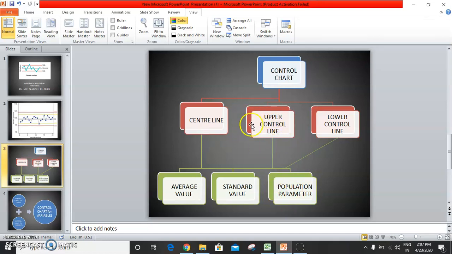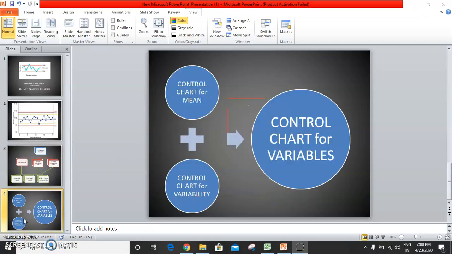Now comes the upper control line. It represents the upper value of the variation in the quality characteristic. Similarly, the lower control line represents the lower value of the variation in the quality characteristic. As we discussed for the central line, there are three different interpretations depending upon the available data. Similarly, for the upper control line and the lower control line, we have the same three interpretations depending upon the available data.